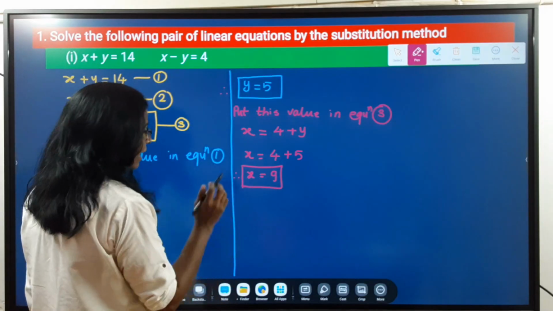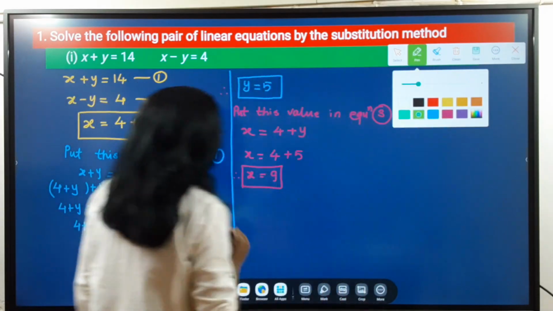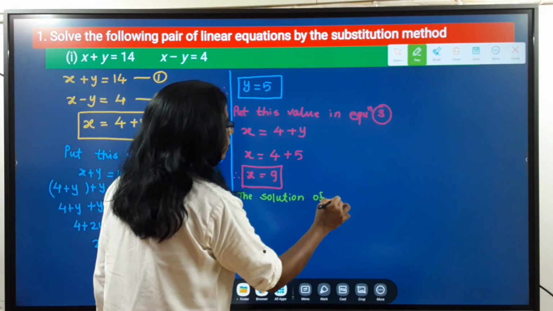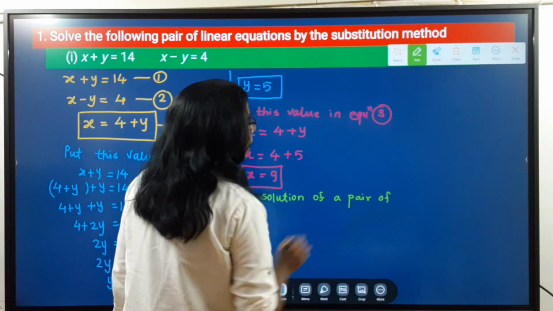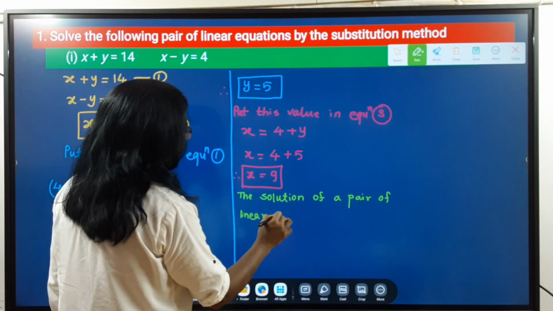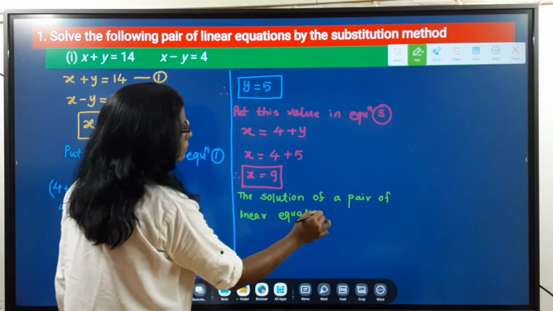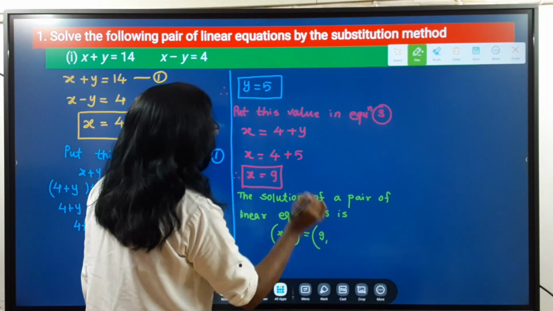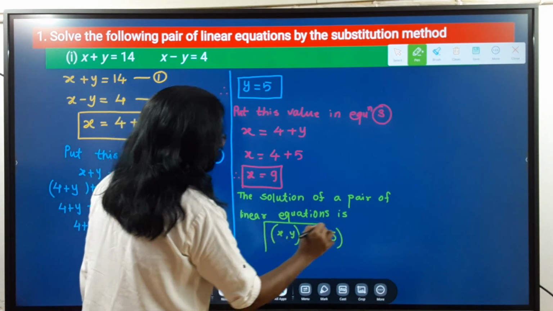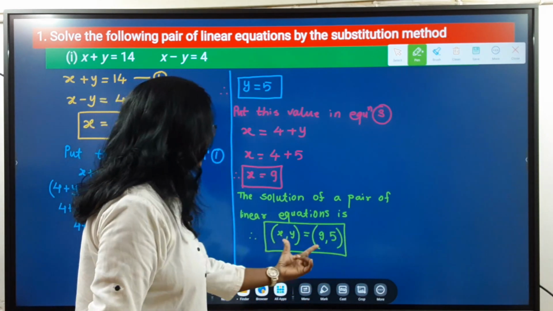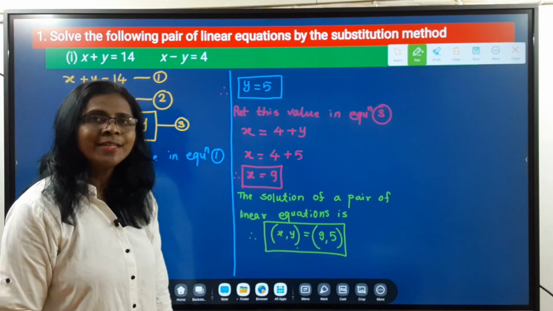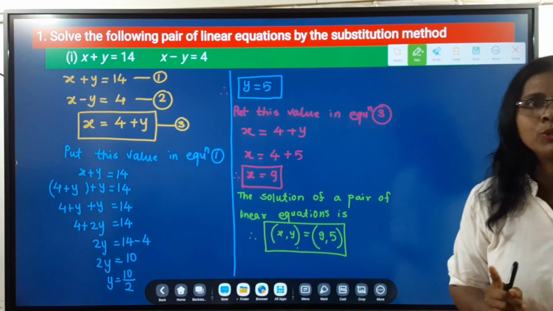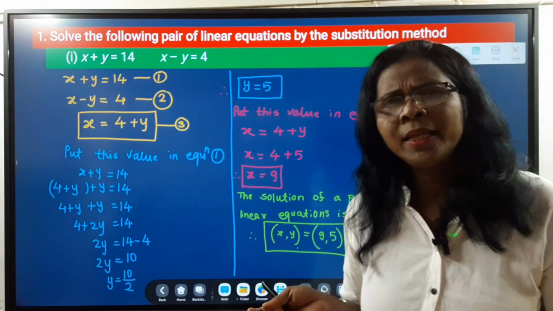So finally we write, students, the solution of the pair of linear equations is (x, y) is equal to (9, 5). So that means here x is equal to 9 and y is equal to 5. Okay, students? In such a way we have to solve such a type of question by the substitution method. And it is a very easy method, students.